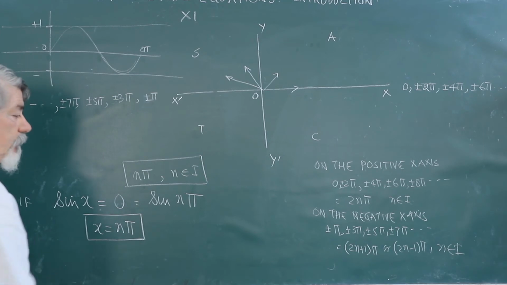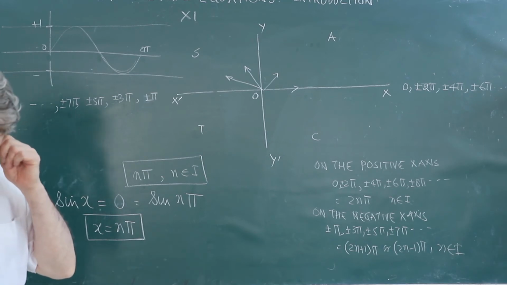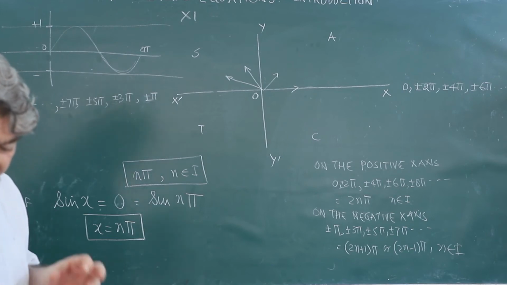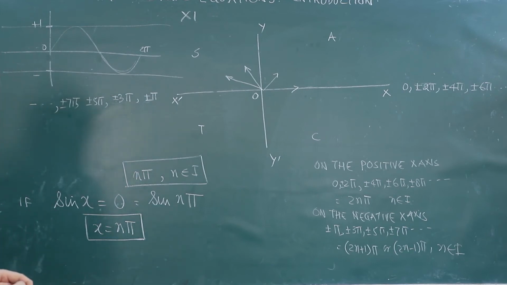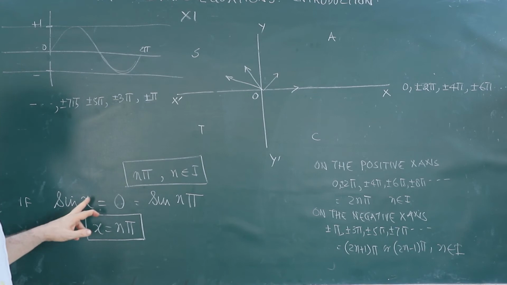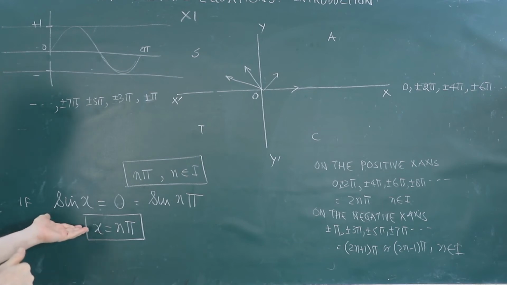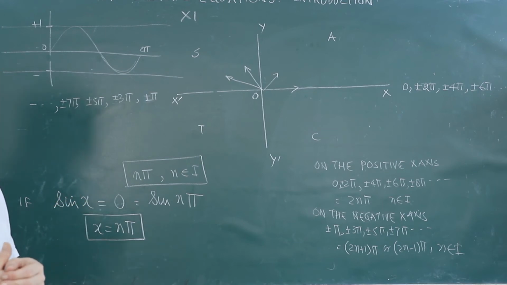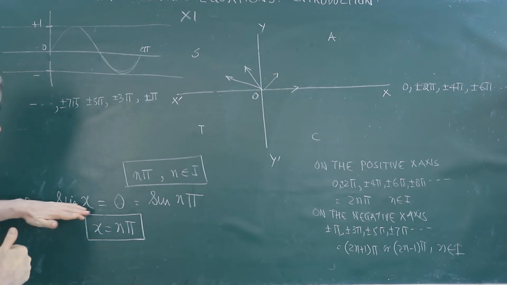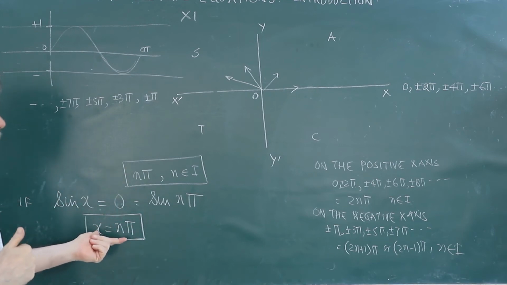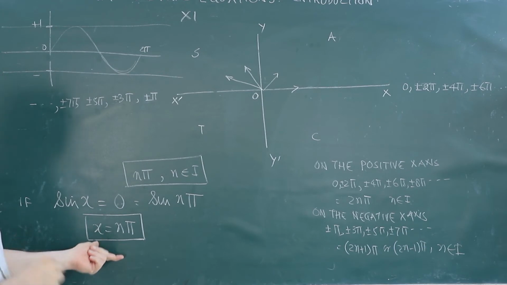This is the solution for sine theta. If sine x is equal to 0, or sine theta is equal to 0, then this is the general solution. These are special equations: if sine x is equal to 0, you get x is equal to n pi. I'll write it down here.